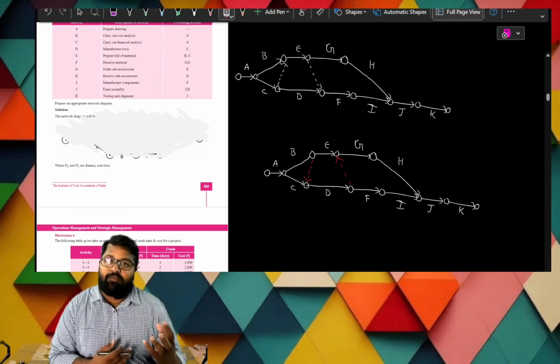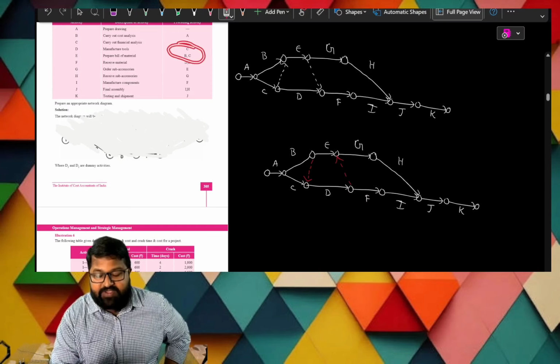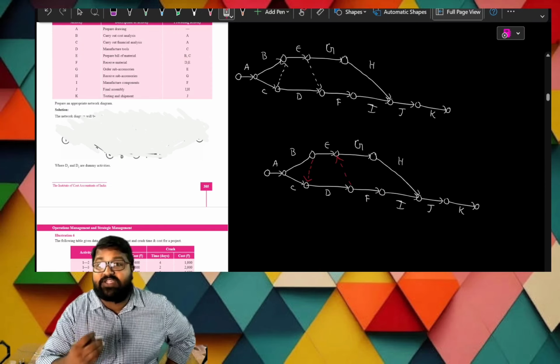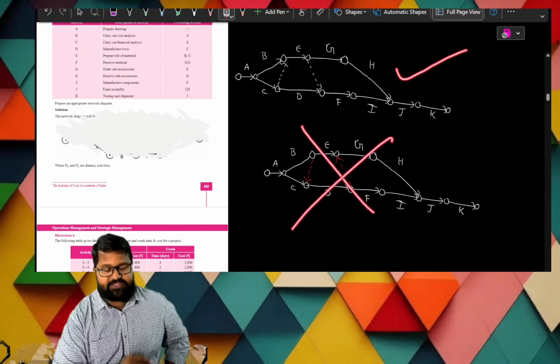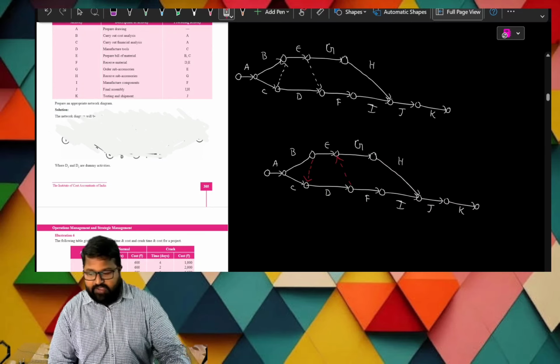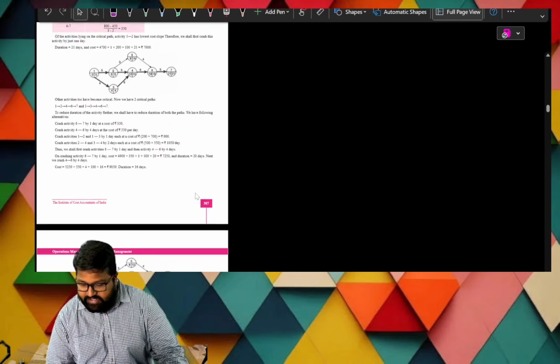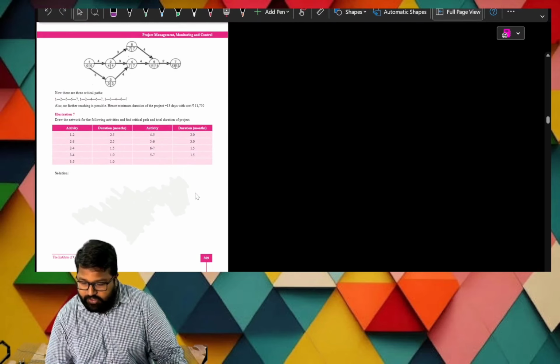So where to start the dummy, I have mentioned now. If two activities are repeating, from there we can start the dummy. So this is wrong and this is right. Okay, so done with this. There is a model here, which I will solve.